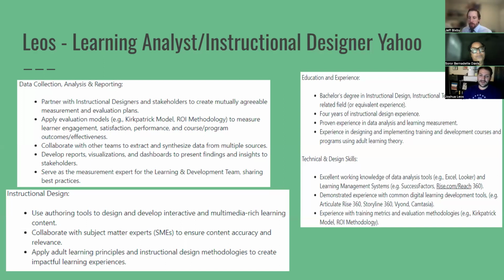For this one, the analysis part, the learning analyst part, is really where the gaps are going to come in for me. I don't really have any experience doing analysis of anything, so that would be something I would have to pick up. It mentions a few evaluation models. I think it says the Kirkpatrick model and another one. No idea what that means, but happy to learn. I'll do anything to work from home.